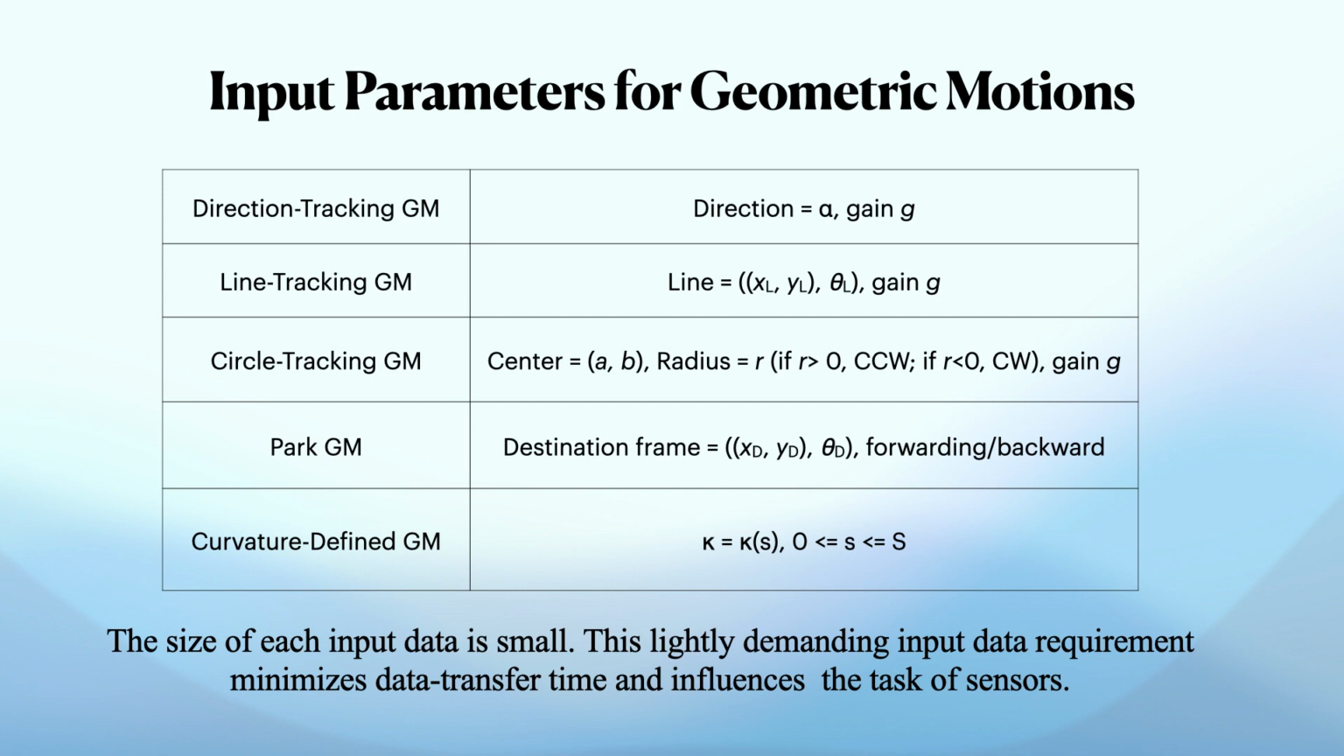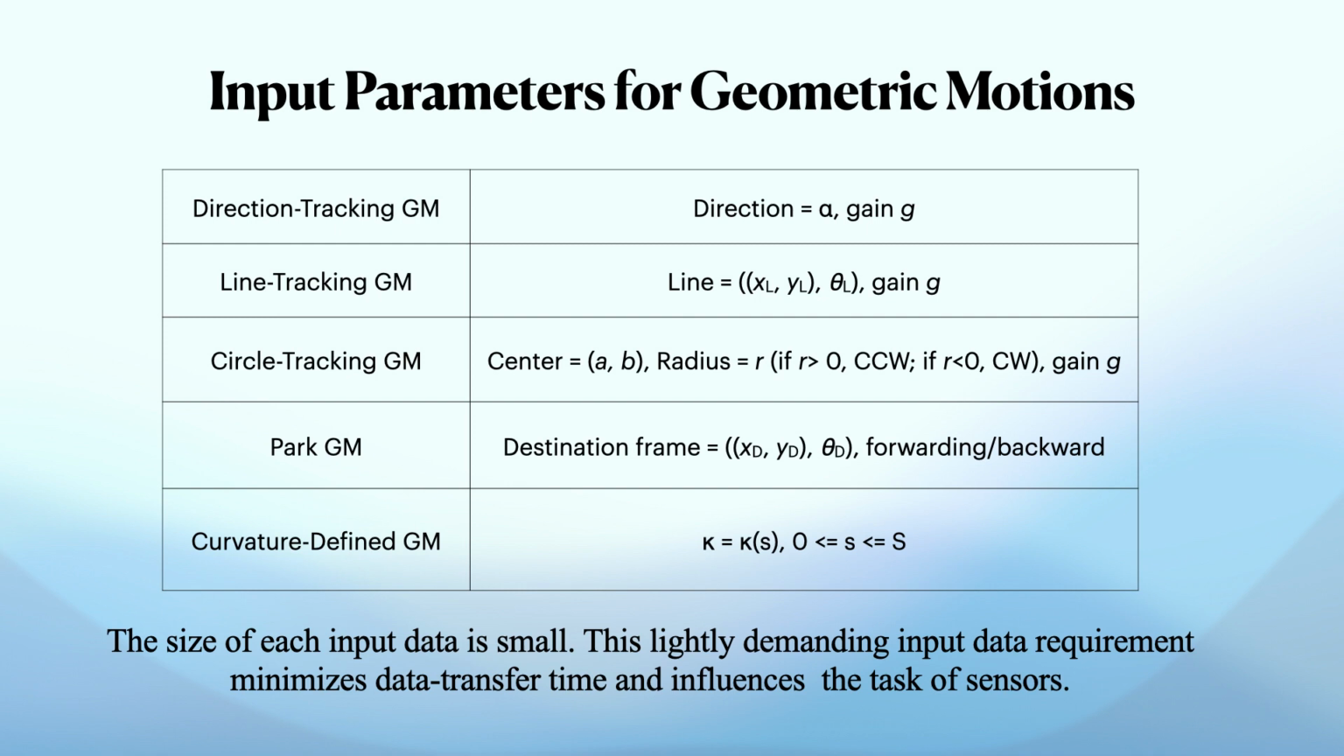Input parameters for geometric motions. Direction tracking GM: direction equals alpha, gain G. Line tracking GM: line equals XL, YL, theta L, gain G. Circle tracking GM: center equals A, B, radius equals R. If R greater than 0, counterclockwise. If R less than 0, clockwise, gain G.